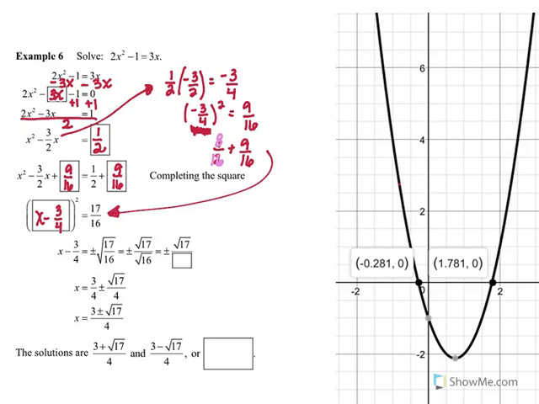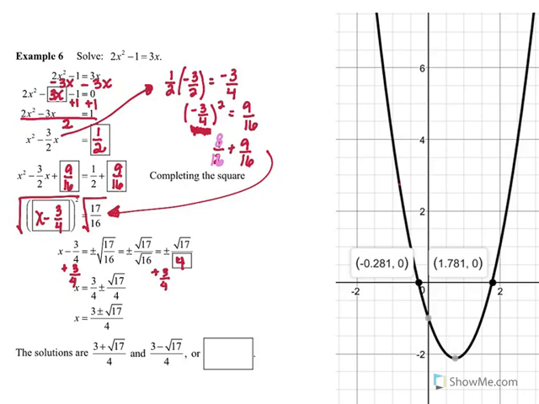Okay, now I want to take the square root of both sides. This then gives me x minus 3/4 is equal to the positive and negative value of the square root of 17 over 16. But I know, using my radical rules, I can split them apart because lo and behold, the square root of 16 gives me 4. Okay. I still need to get x by itself, so I want to add 3/4 to both sides.